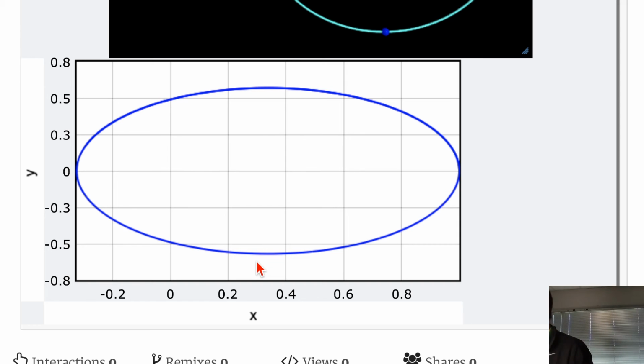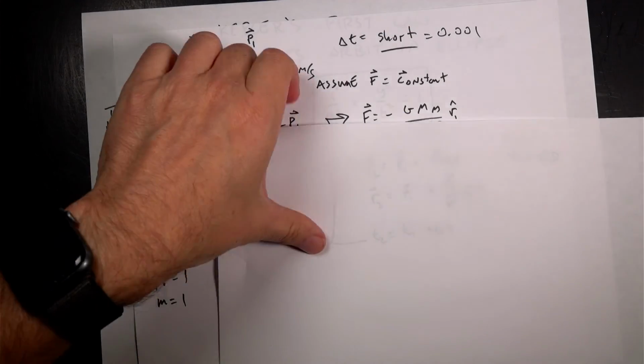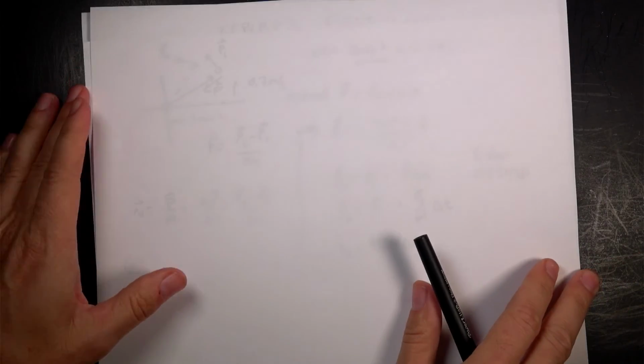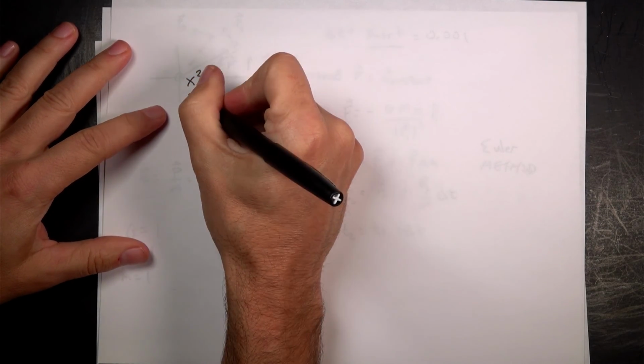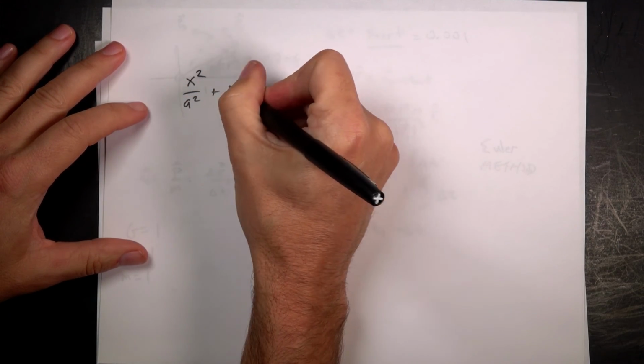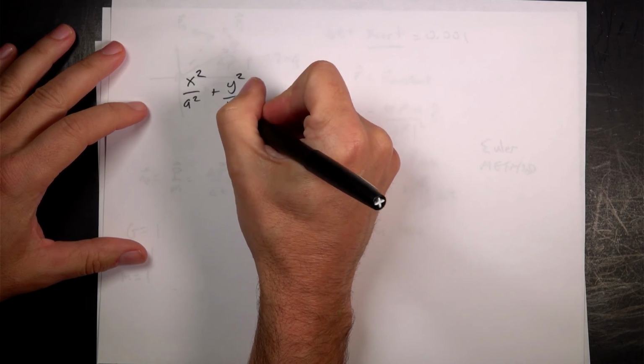So let's jump back over to the paper. My paper's stuck. Okay. So I know my starting value of x. And I know this is the equation of an ellipse: x squared over a squared plus y squared over b squared equals 1.